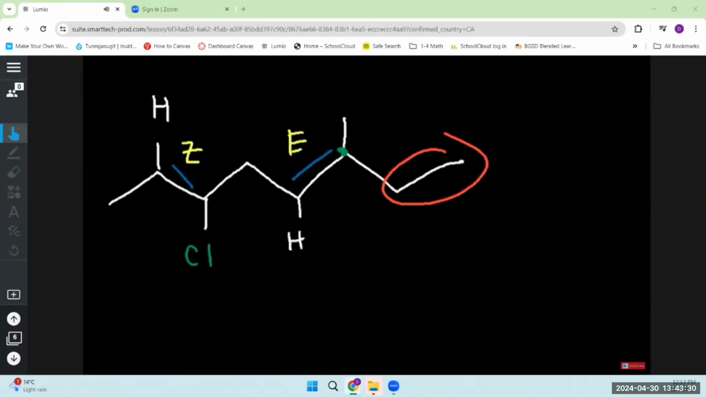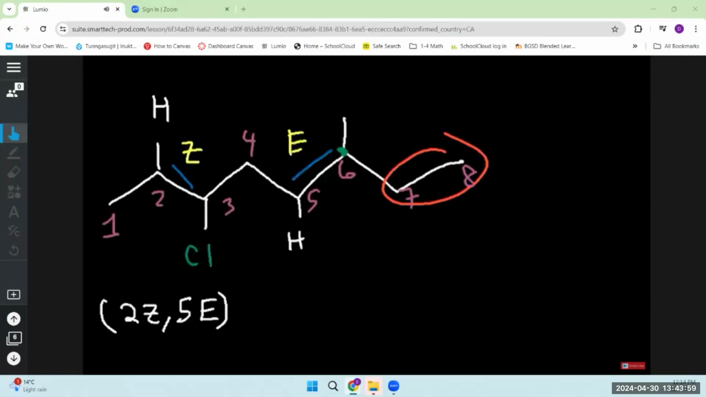So let's identify the longest chain. We want to count from left to right so that the first alkene will have a number of 2 instead of 3. So this is going to be 1, 2, 3, 4, 5, 6, 7, 8. Now the double bond at 2 is associated with the Z isomer, so we're going to put 2Z. And at 5, it's associated with the E isomer.